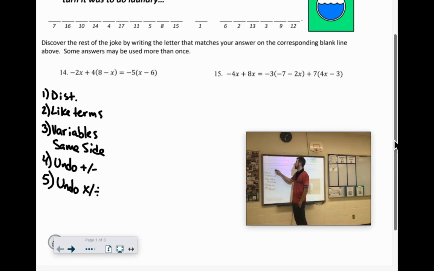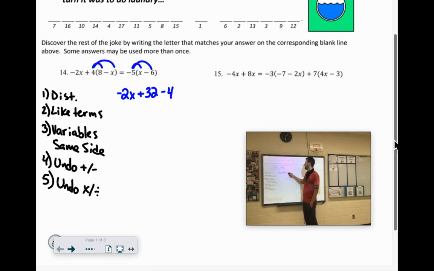So if we were to do that on number 14, we're multiplying in the 4 to both of these and the negative 5 to both of these. So I'm just going to rewrite my negative 2x. And then positive 4 times 8 is 32. And positive 4 times negative x would be negative 4x. On the other side, negative 5 times x is negative 5x. And negative 5 times negative 6 is positive 30.